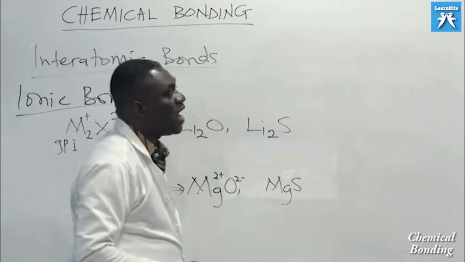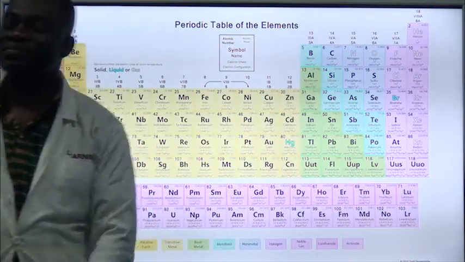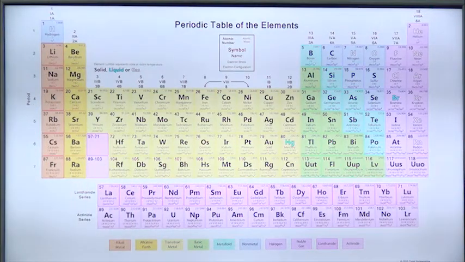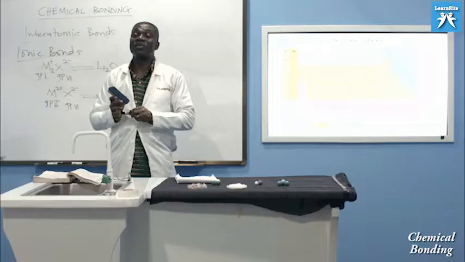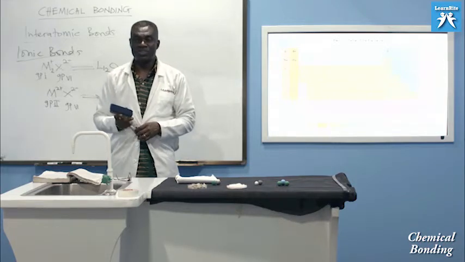I'll not go to group 5 with any of these, because group 5, yes, they can accept 3 electrons, but it's sometimes difficult for one element to come and then give 3 electrons all to it. So normally they will form covalent compounds. When we come there, we'll see it.